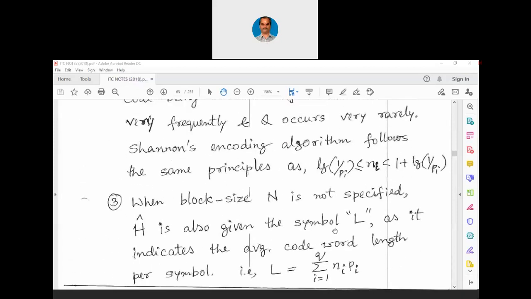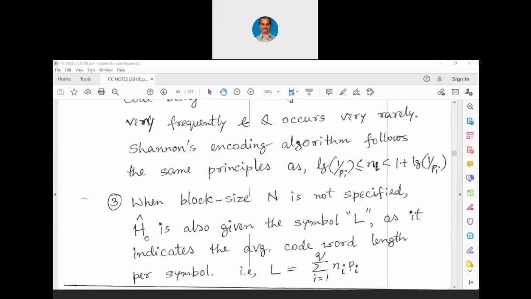Now the third one is, when block size n is not specified, H cap is also given the symbol L. In the example which we have seen, the block size is asked as either 1 or 2 or 3. Let us say in some other example, block size may not be specified at all. Symbols themselves may be going out of the information source. In such a case, some textbooks use the symbol L instead. Now Hn cap will become H1 cap, and that H1 need not be written because it is understood that only one symbol is being transmitted.